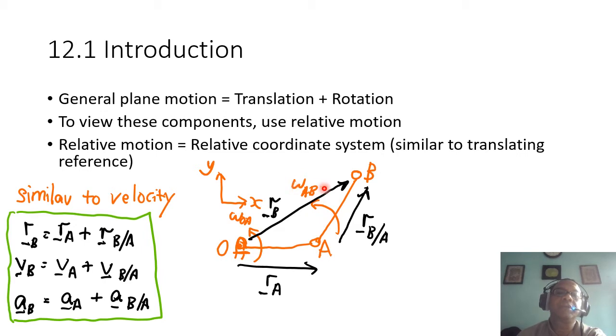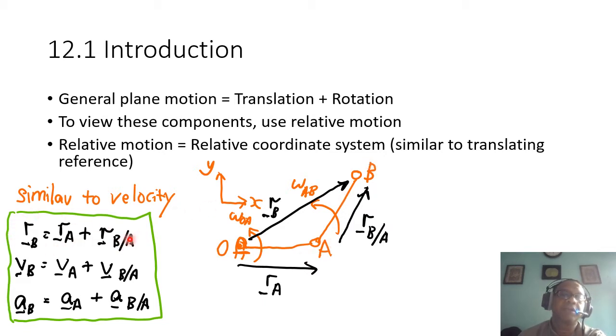So for us to determine what is the velocity of B, we can use the position vector. This is OA, which is position vector A, or we write it as RA. And then we have position vector from A to B, which is relative position vector B relative to A. And then finally we have this OB line, which is position vector B relative to O, and O is not moving, so we can just write position vector B. And from there we write the position vector equation. Position vector B equals position vector A plus position vector B relative to A.